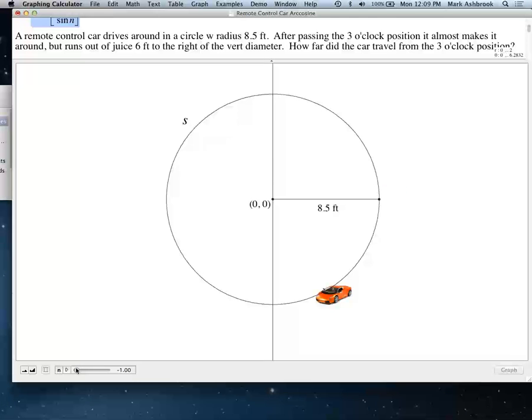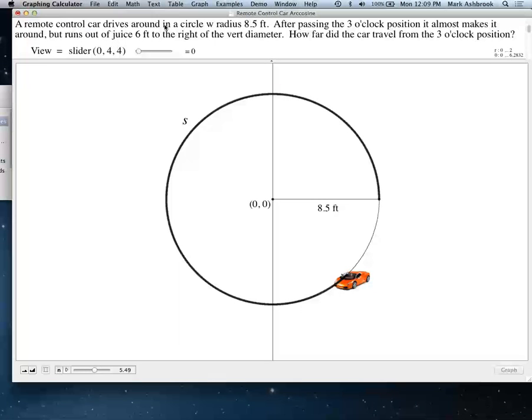All right, so it's going to start at the 3 o'clock position. It makes it almost all the way around, and then it runs out of juice at 6 feet to the right of the vertical diameter. So that's 6 feet right there. So the question is, how far did it go? What distance around the arc did it travel if it ended up 6 feet to the right of the vertical diameter?